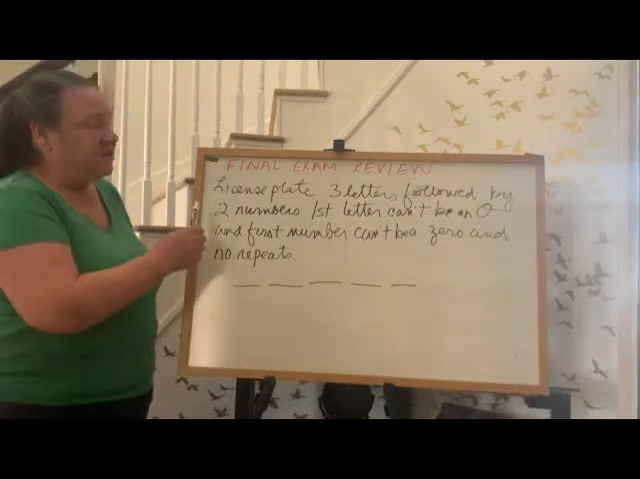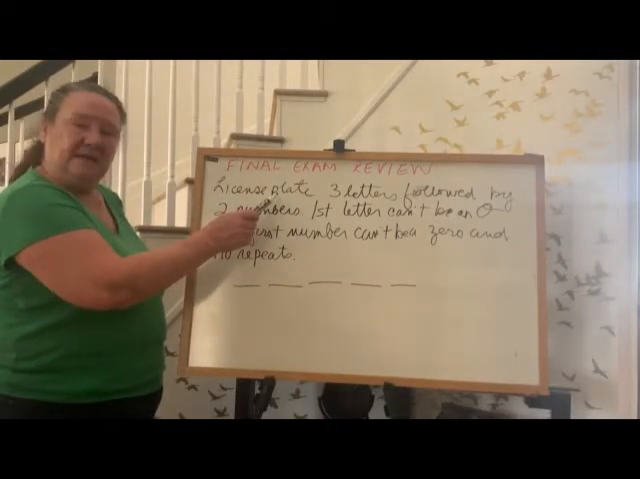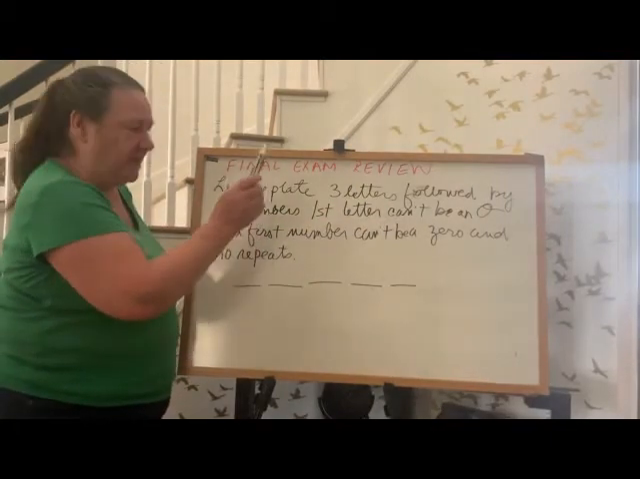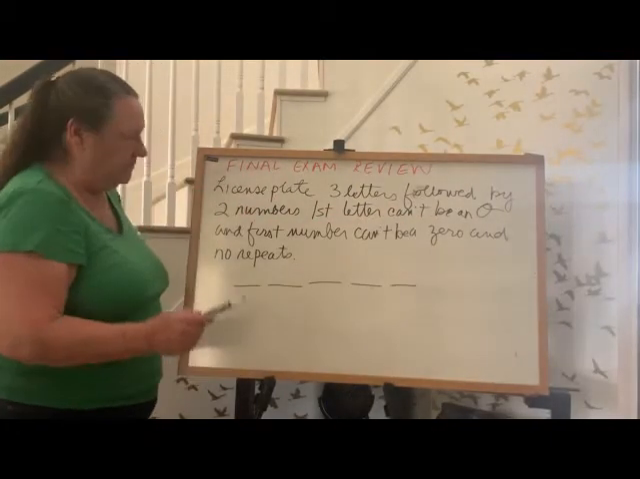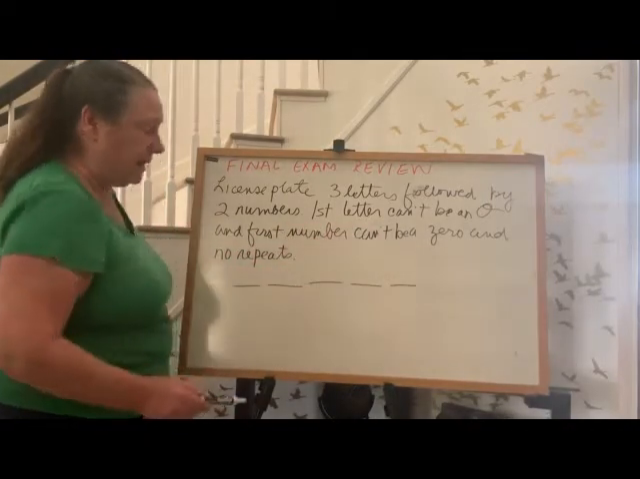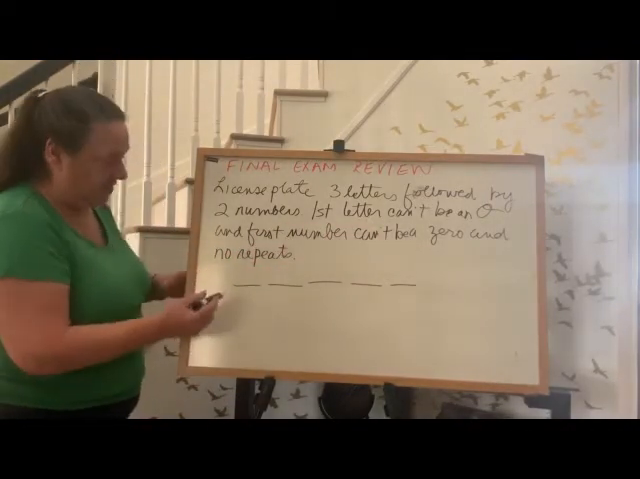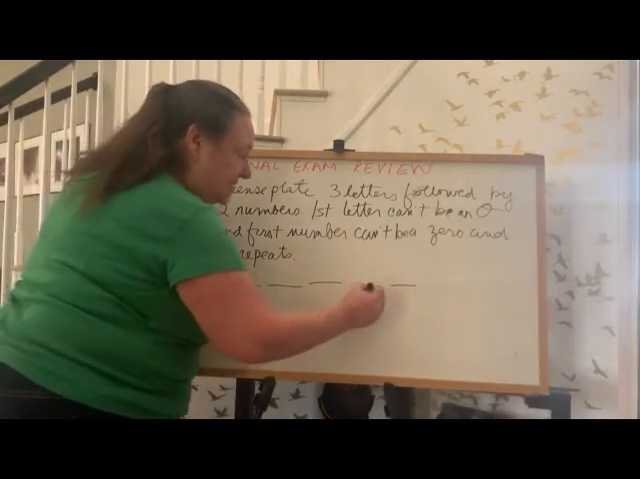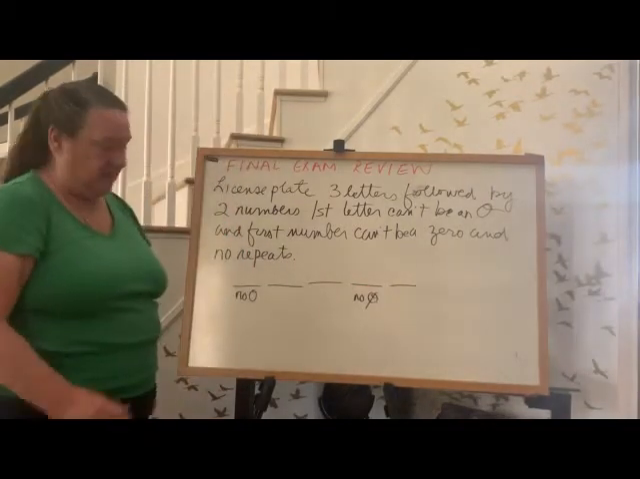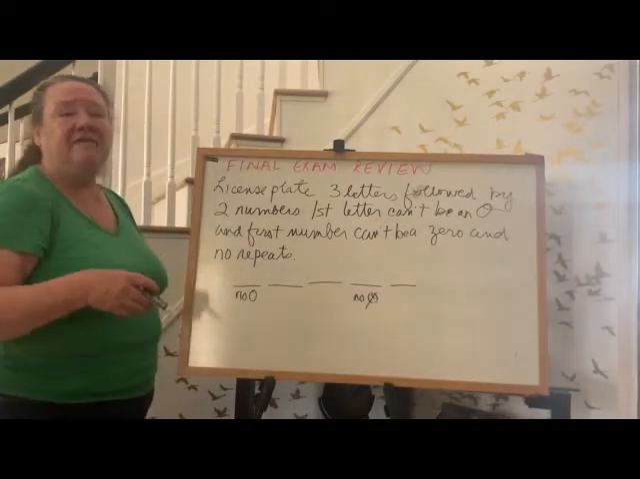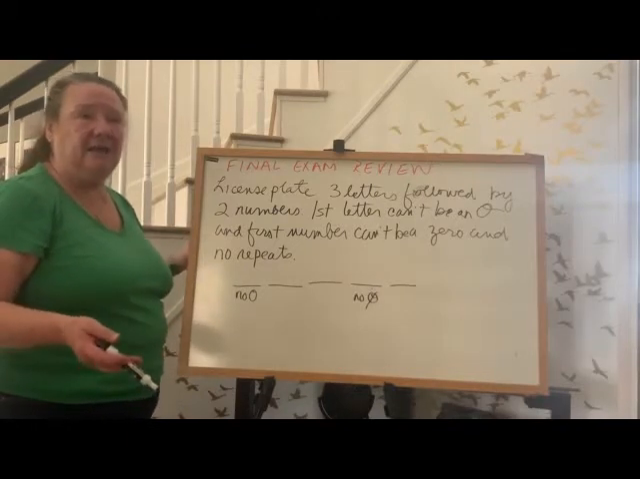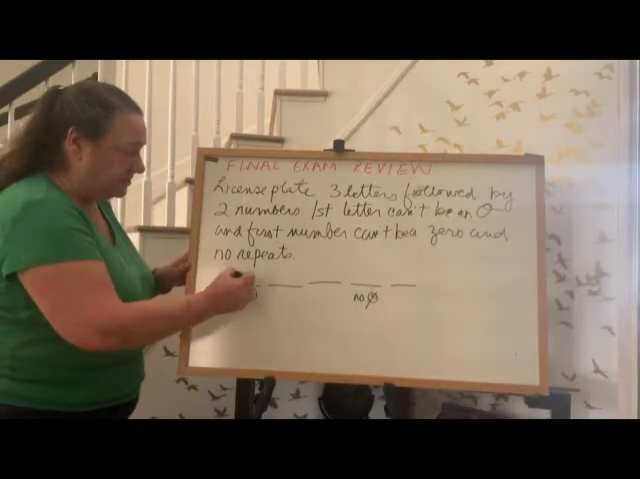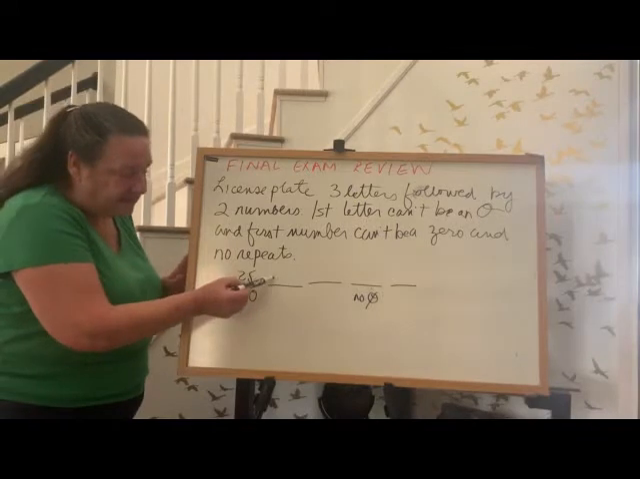All right, so we want to know how many license plates you can make with 3 letters followed by 2 numbers. The first letter can't be an O, and the first number can't be a 0, and there are no repeats. So no O, and no 0. No O, you can have A, B, C, D, E, F, G, H, I, J, K, L, M, N, P, Q, R, S, T, U, V, W, X, Y, Z. That's 25 letters.